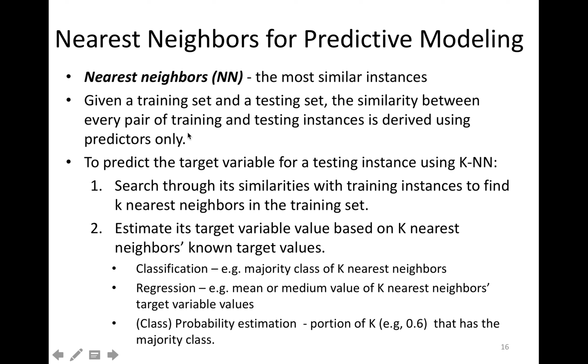So this part is applying the distance function to calculate similarity, and then we start making predictions. Now we will focus on one testing instance or one new instance at a time. We want to predict the target variable, either a categorical variable or a numerical variable, in the case of classification or regression. Given this testing instance, we go back to the similarities that were previously generated. We search through the similarities between this testing instance and the training instances. The purpose is to find nearest neighbors.